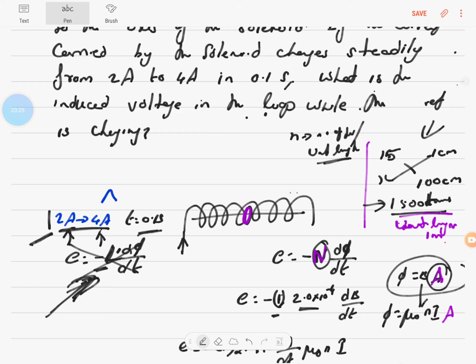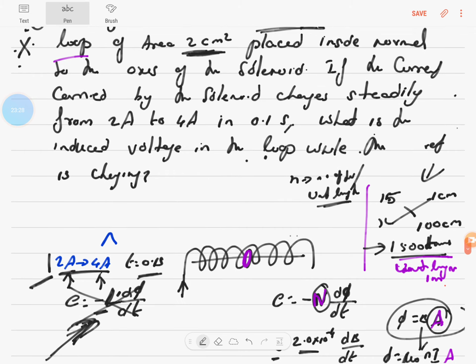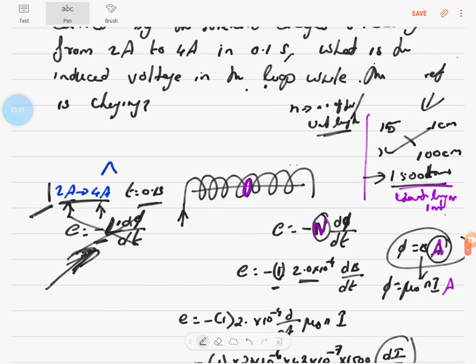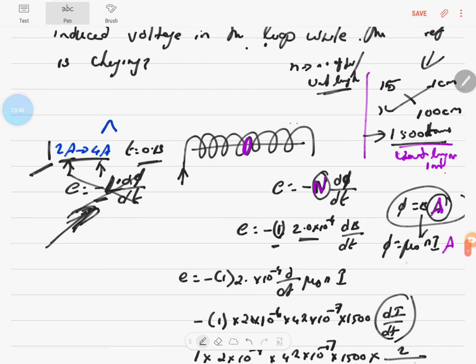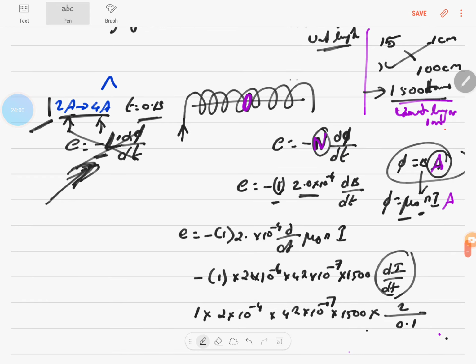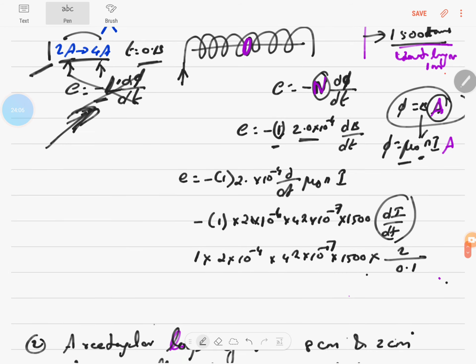Then A is the area of the loop, which is given in the question itself. It's 2 centimeter square, so 2 into 10 to the power minus 2, the whole square, 2 into 10 to the power minus 4, that's all. Area itself is 2 into 10 to the power minus 4. And you get mu naught into small n into I as B, which is all because of the black color solenoid. Mu naught's value is 4 pi into 10 to the power minus 7. Small n is the number of turns of the black color coil, which is 1500 turns. We have found that. And I, okay, when you substitute, the dI by dt can be grouped because dI is 4 minus 2 amps and the time taken is 0.1. Directly substituting, you will get the answer.